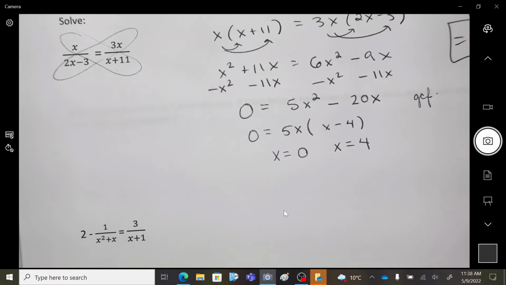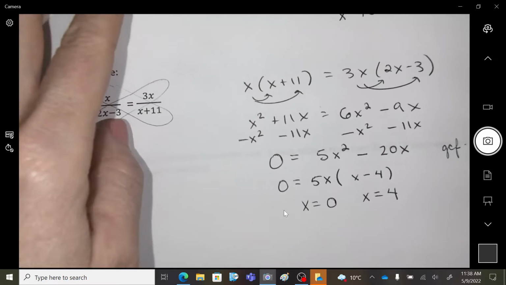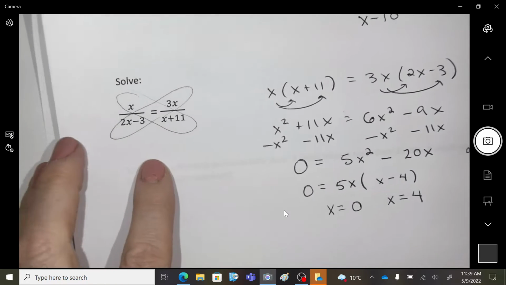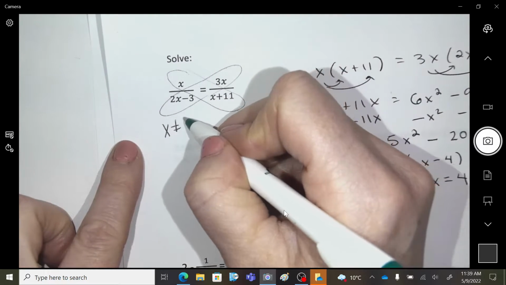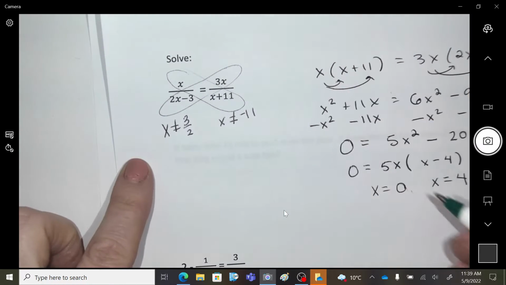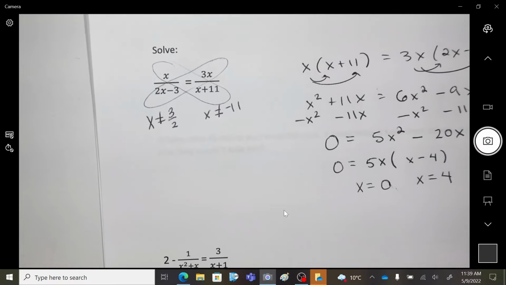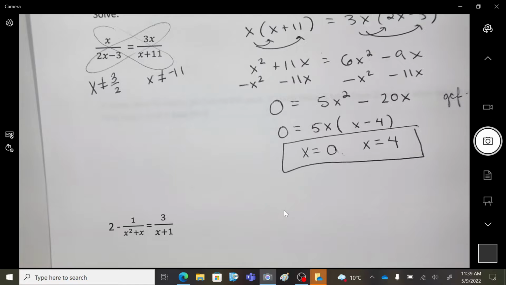I would like to circle it to say it's my answer, but I can't do that yet. I can't commit. I gotta double check. Is x allowed to be that? What am I worried about x being? I'm not allowed to be 3/2. I'm not allowed to be negative 11. So this means we're good. Those are good answers. They would work, or they're allowed.